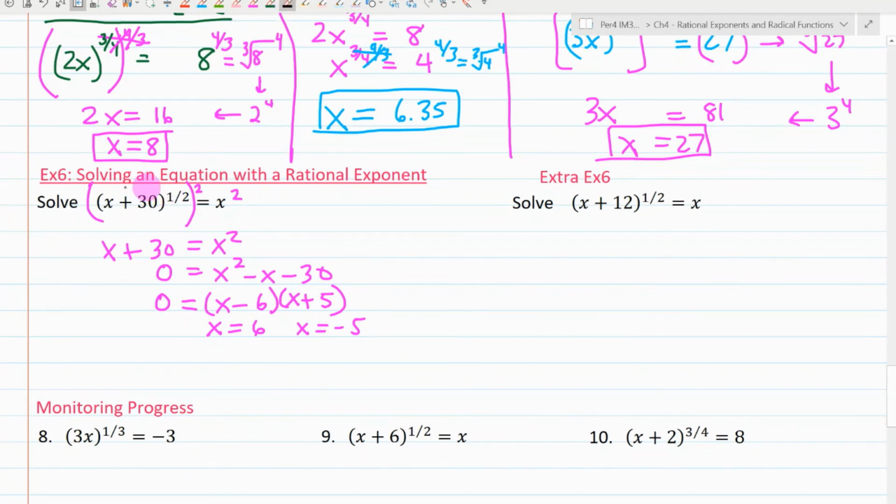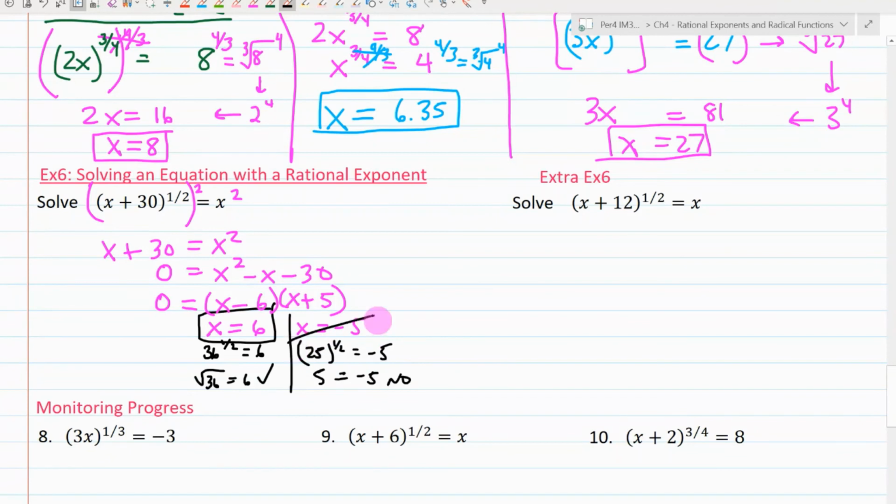If you check these in the original, then this would give you the 6. If you put this in here, you would have 36 to the 1/2 equals 6, which is the square root of 36. So that works. And then if you put -5 in there, you would have 25 to the 1/2 is equal to -5. 5 equals -5, no. So that one would be extraneous. Okay, and again, you have to try them in the original problem before you squared both sides. Go ahead and do all the rest of these and see how you do.